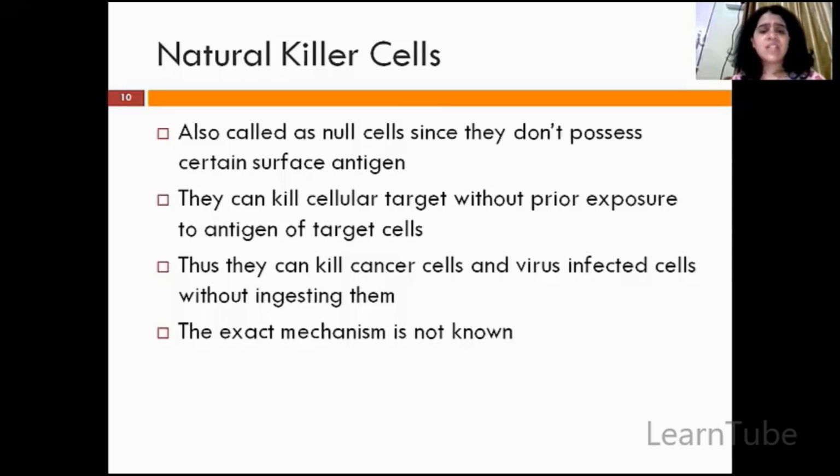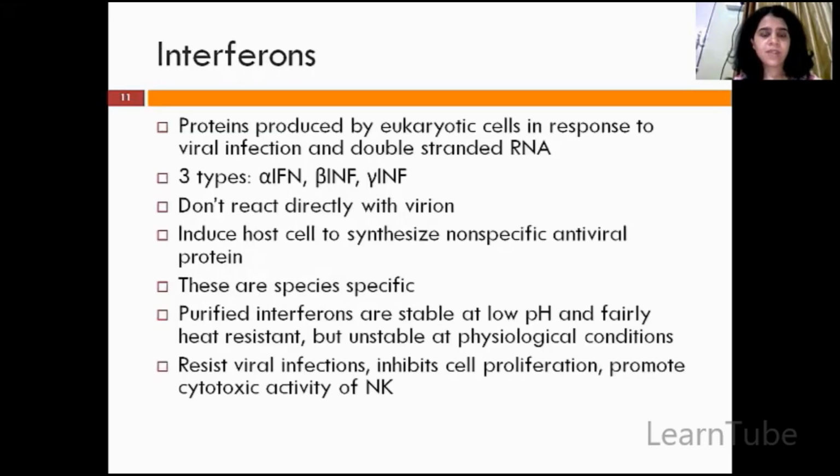They are also known as null cells. Why are they called null cells? Because they don't have surface antigen. Since they don't have any antigen present, they can kill any kind of cells. They can kill cellular targets without prior exposure to antigen. Antigen and all those things are not required. They are usually applicable for cancer cells and virus infected cells, but the exact mechanism of how they work is still not known.